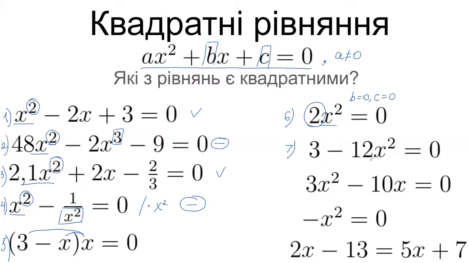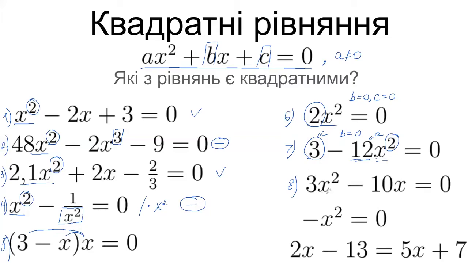So next one, 3 minus 12x squared, it's also a quadratic equation because you also have the x squared. The greatest power for x is 2. So what is here equal to 0? Coefficient b is equal to 0. 3 is your coefficient c, and negative 12 is your coefficient a. So, and let's see 8.